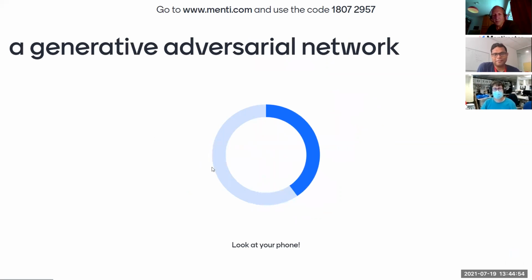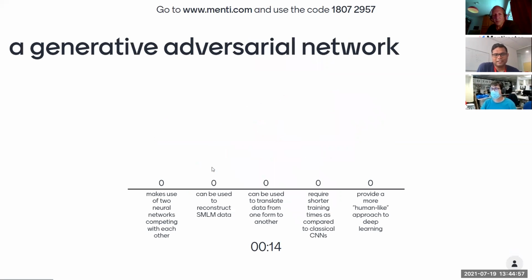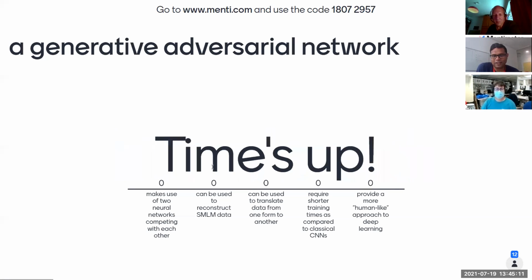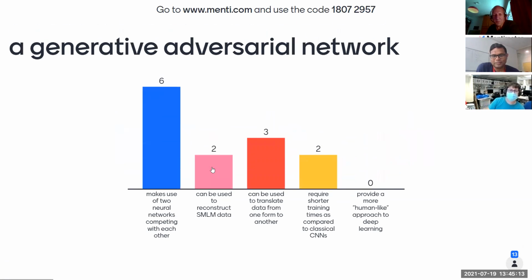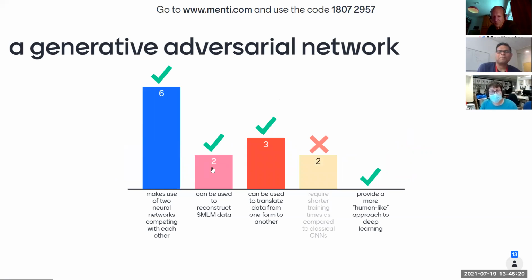So a generative adversarial network. Here are your options: makes use of two neural networks competing with each other, can be used to reconstruct single molecule data, can be used to translate data from one form to another, requires short training times as compared to others. Yeah, that's good. So basically, there are multiple answers which are correct, so even if you get one of those correct, you get full points.